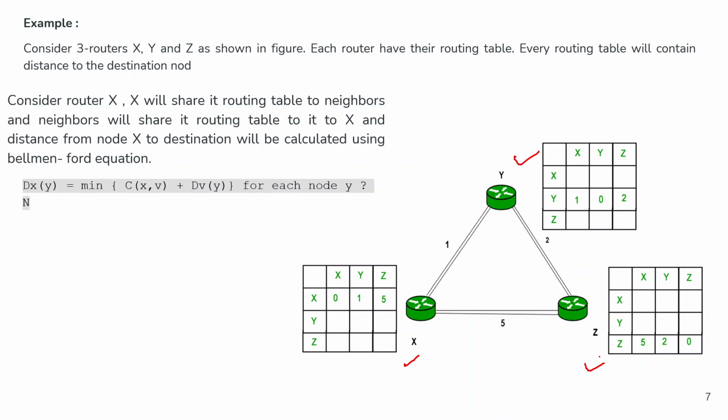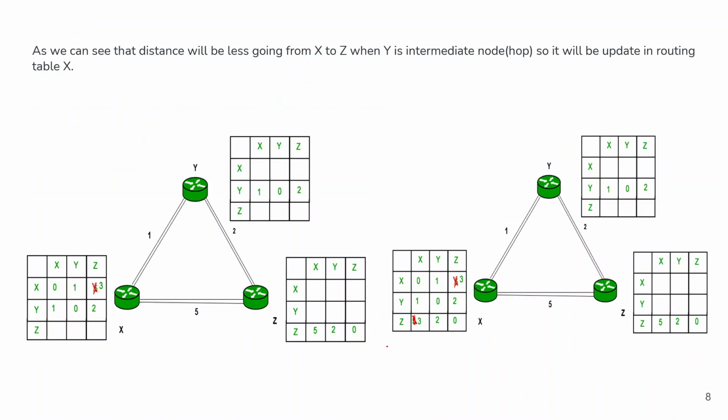Now consider router X. X will share its routing table with its neighbors and the neighbors will share their routing tables with X. The distance from X to the destination will be calculated using the Bellman-Ford algorithm. The routing tables of the neighbors Y and Z are shared with X, and X has its own routing table. Now we can see that the distance will be less going from X to Z when Y is the intermediate node.